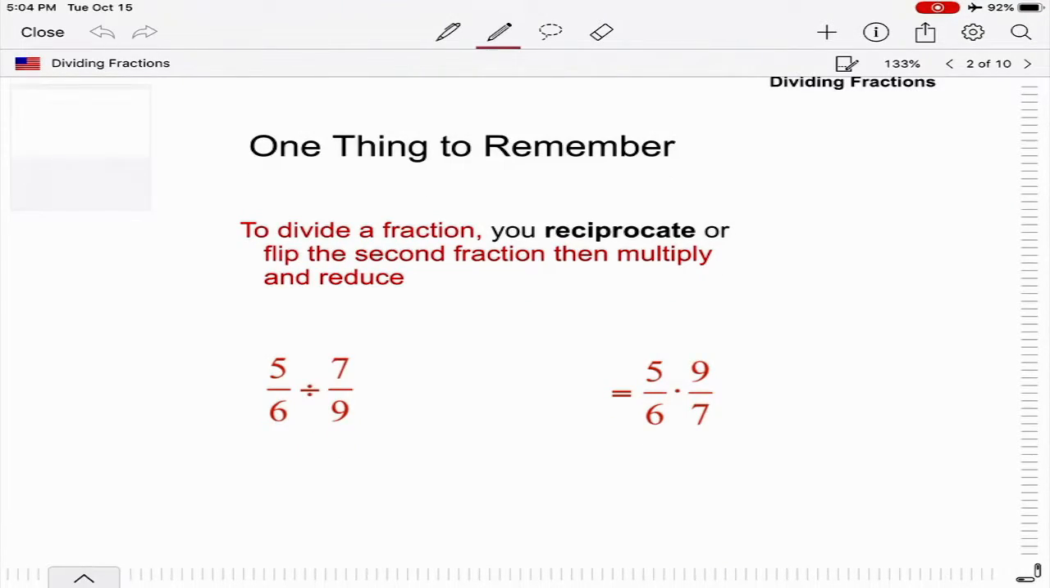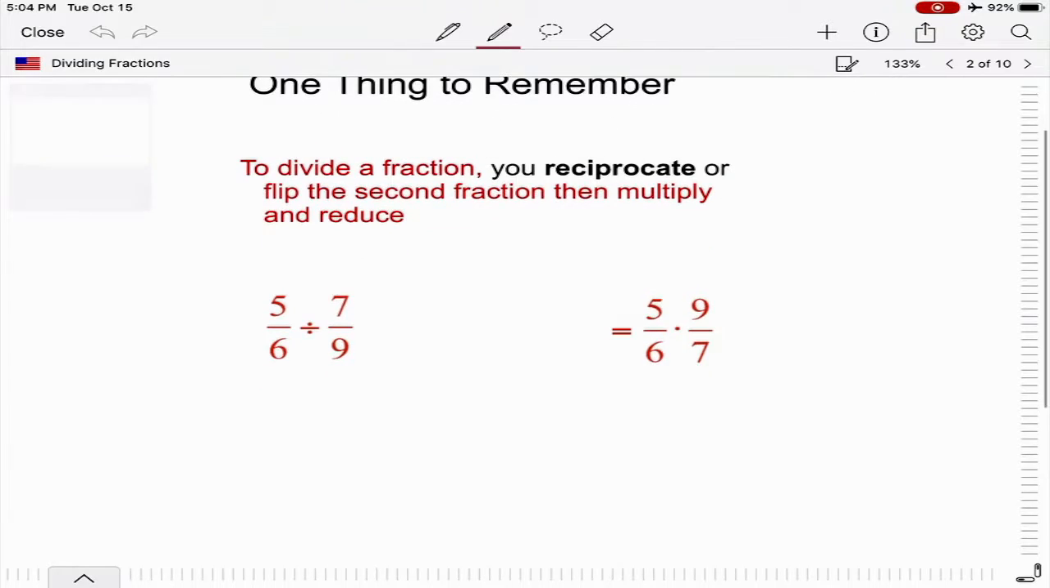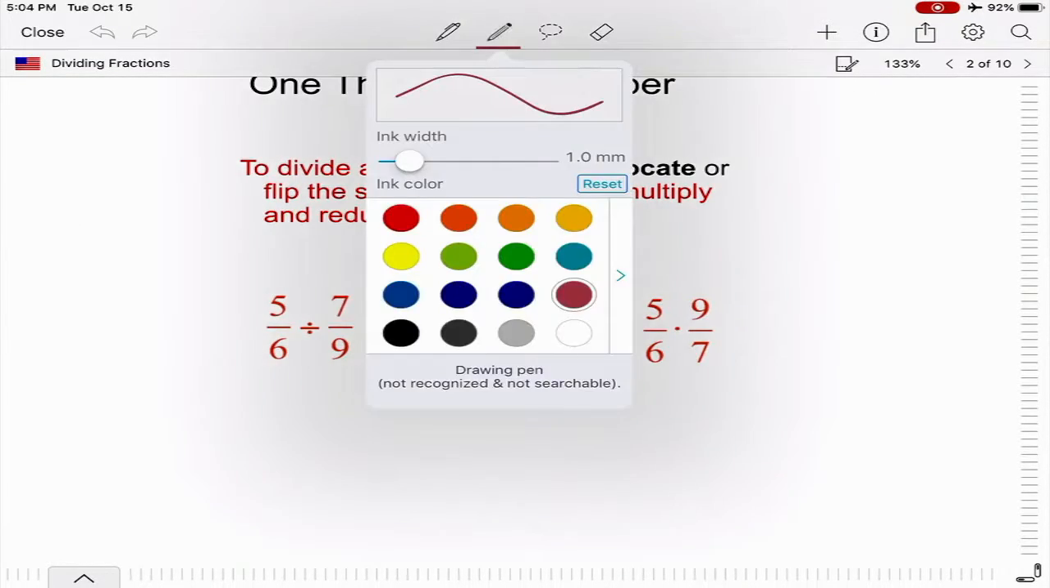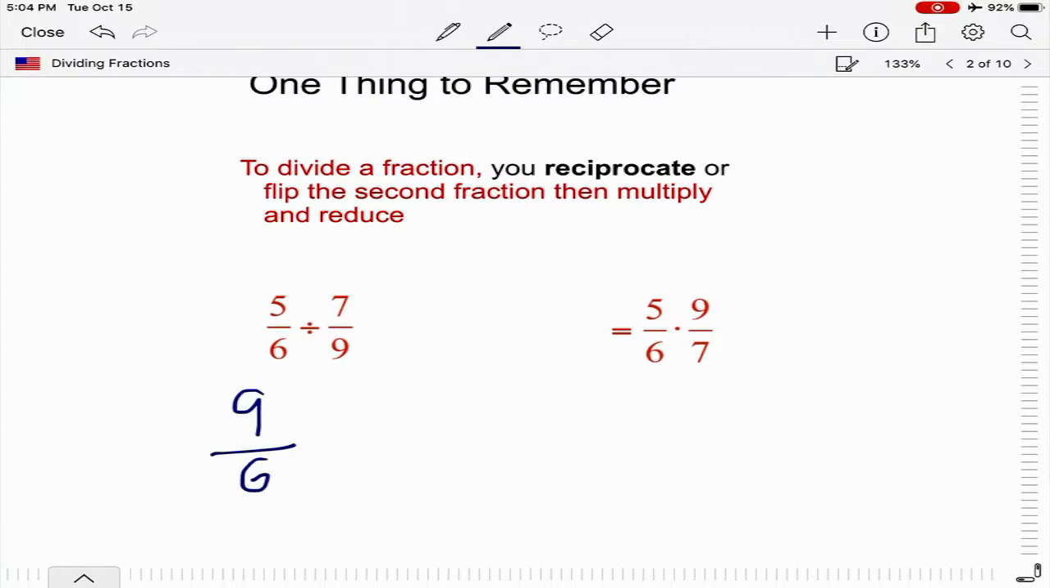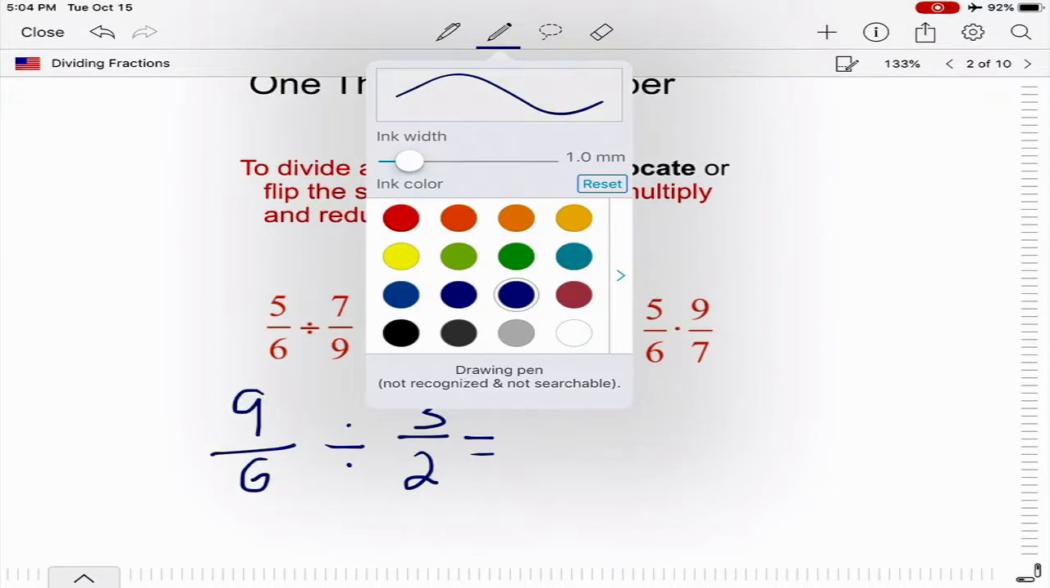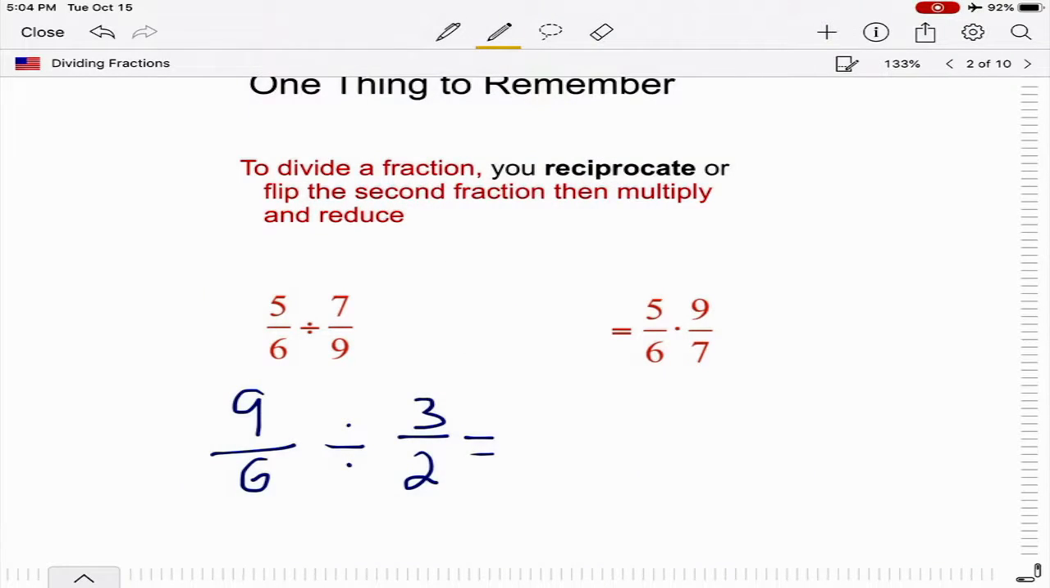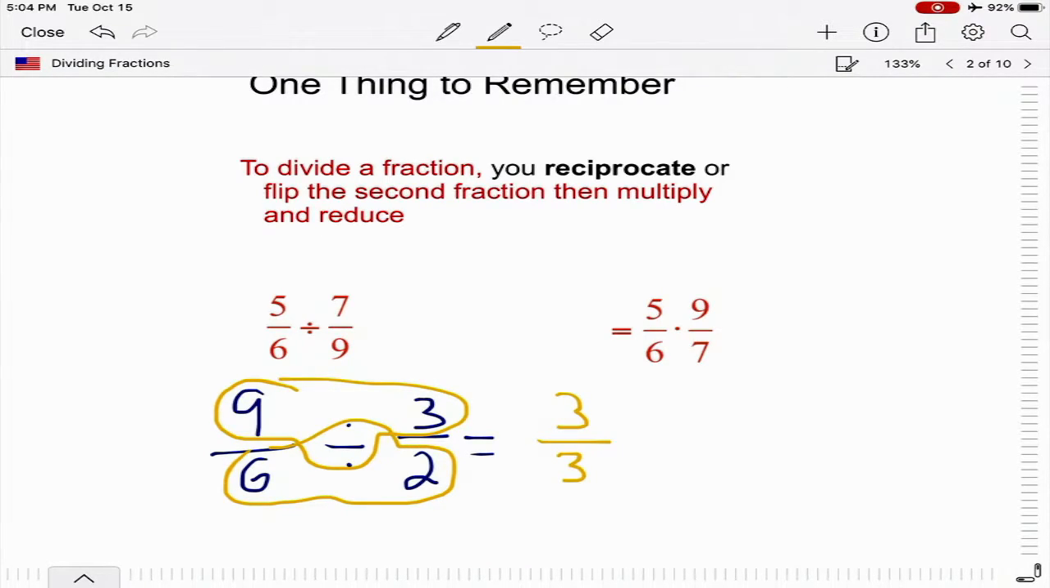So when you do 5/6 divided by 7/9, technically you can't divide fractions. And I'll go over real fast what I mean by technically. 9/6 divided by, and let's say 3/2. Here I can actually just divide normally. A lot of people don't know that, but you can actually divide normally. What is 9 divided by 3? 3. And what is 6 divided by 2? 3. And then if you solve it, you get 1.